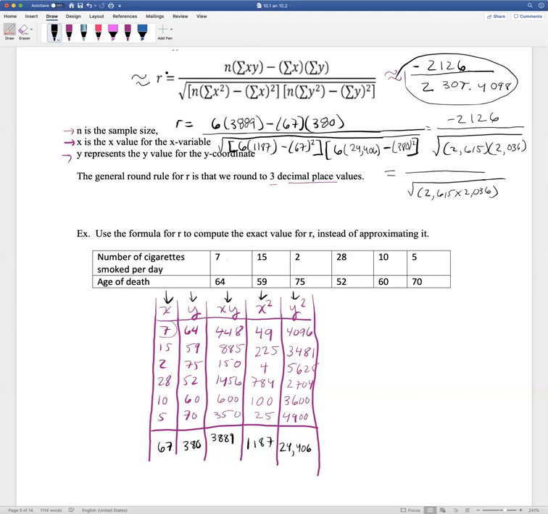Now, the quotient of these two is going to tell us what our correlation coefficient looks like. So when we divide them, that's what we're going to get for our correlation coefficient. Negative 2,126 divided by 2,307.4098, and we get negative 0.92. Okay, so we get negative 0.92 for our correlation coefficient. We knew it would be negative.